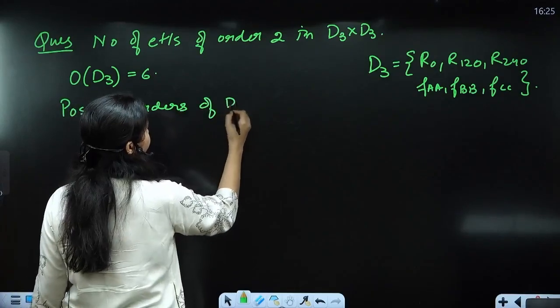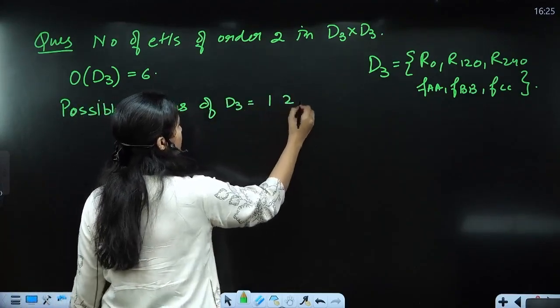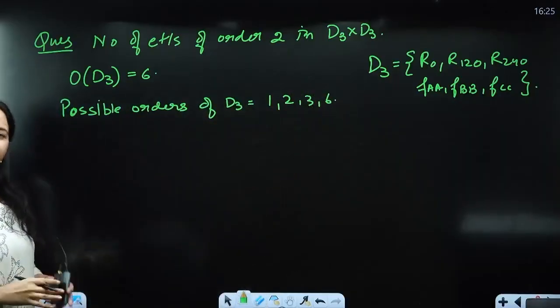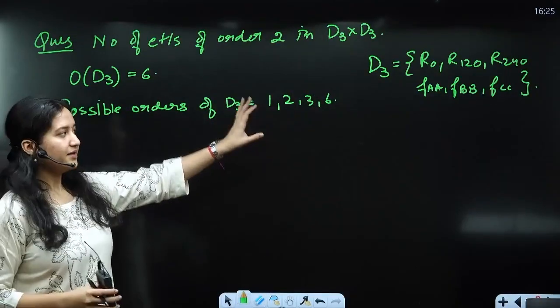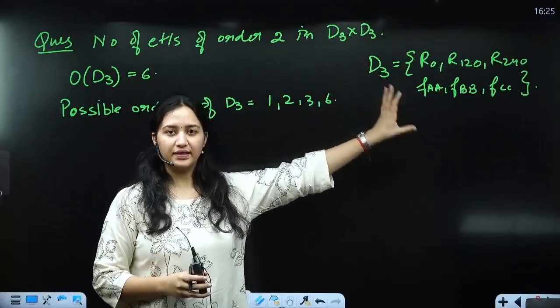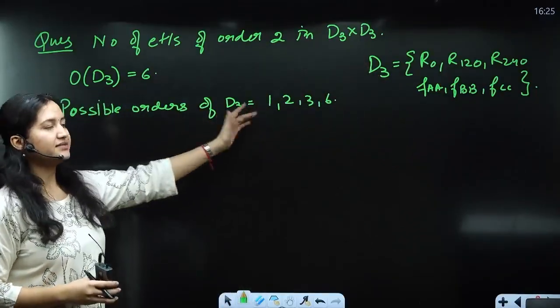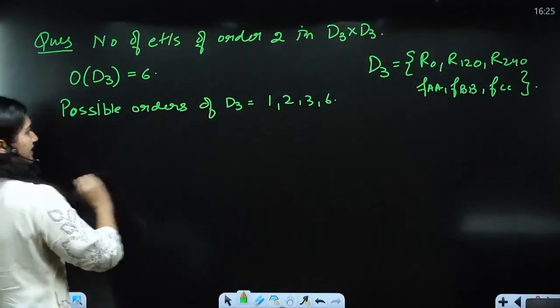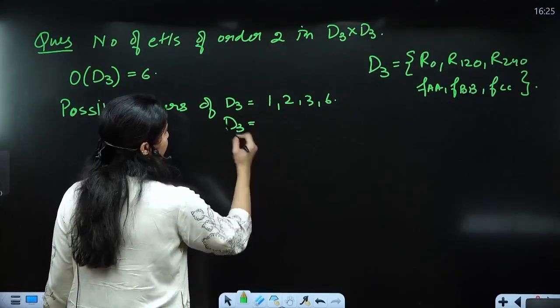Of D3 are 1, 2, 3 and 6. We are just writing 6 for now because we have not studied cyclic groups yet. Although we do know that there is no element of order 6 here, we are just considering it. Now, possible orders of D3 again you can write, because we are taking D3 cross D3.